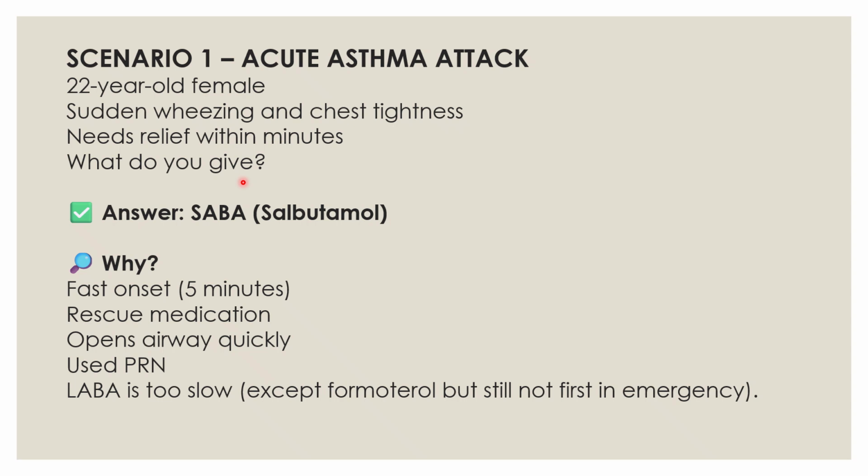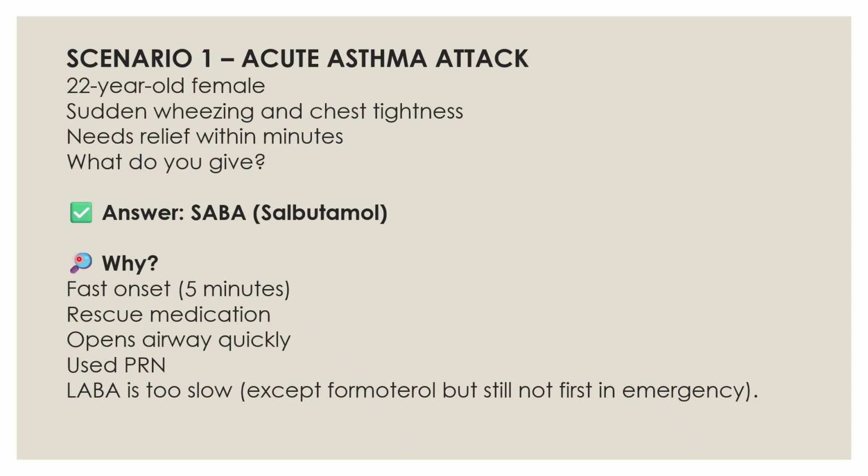SABA is used for rescue. So we will give salbutamol. Why will we give salbutamol under the category SABA? Because it has a fast onset, within 5 minutes. It's a rescue medication. It opens the airway quickly. It is used as a PRN, and LABA is too slow.